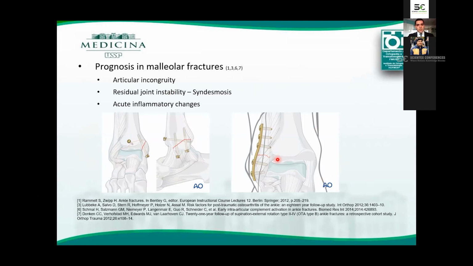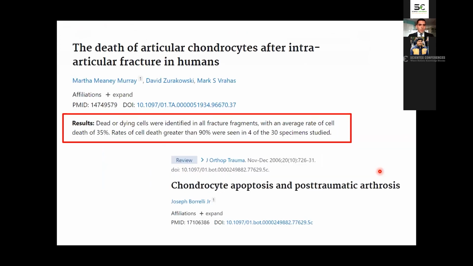And here we can see the current treatment for unstable malleolar fractures, that is open reduction and anatomical internal fixation, focused on avoiding those negative prognostic factors by restoring the articular surface congruence and ankle stability. However, the acute inflammatory changes in the chondral tissue, synovial tissue, and synovial fluid cannot be modified by surgery. As you see here in those two articles, chondrocytes have a limited ability to recover from injury and can suffer almost 35% of death, or apoptosis, in the trauma.